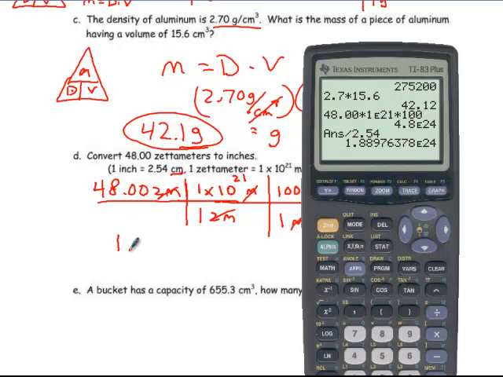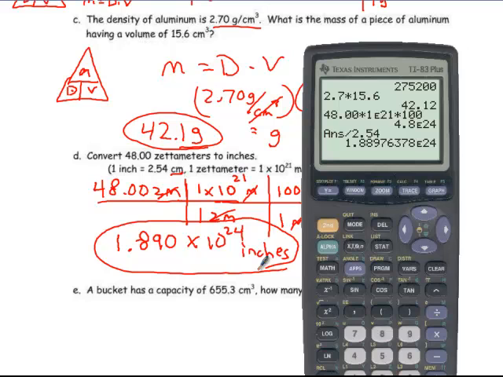4 digits, because our original number had 4 digits, so 1.8897. We got to round at the 4th one, so 1, 2, 3, 4, so that becomes 1.890 times 10 to the 24th inches. Know how to use your calculator.